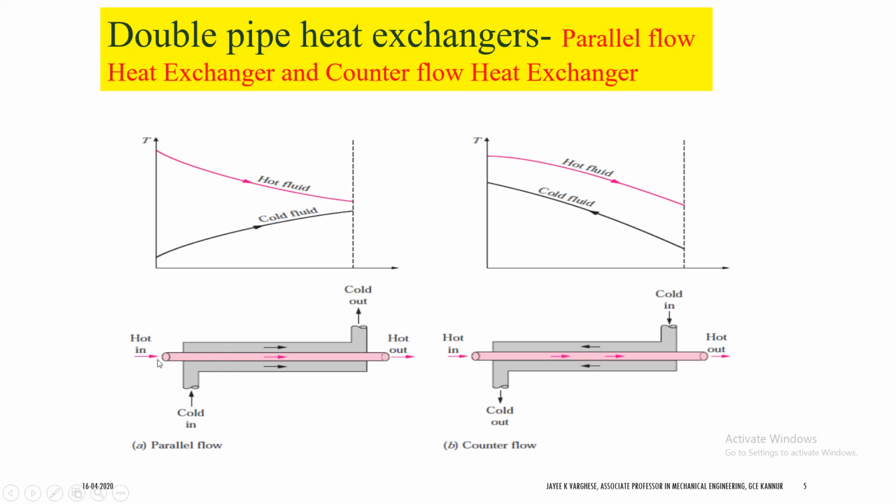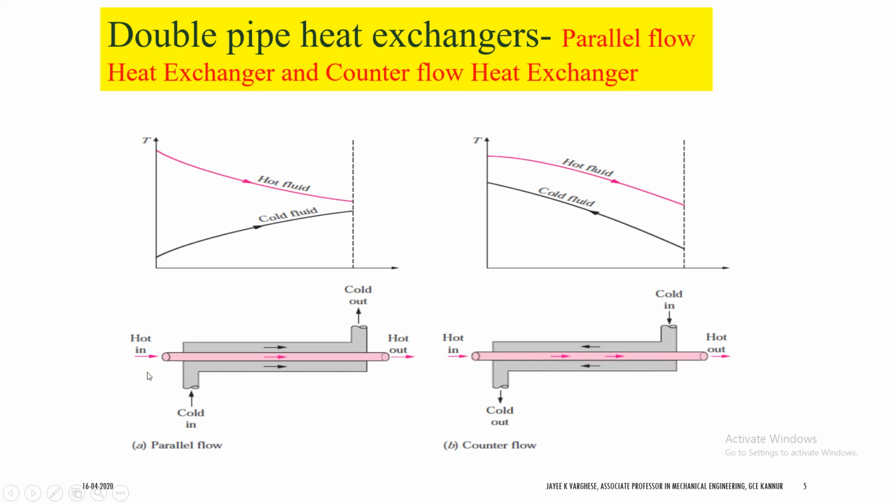So typically a hot fluid will be flowing through the inner tube, and through the annular space cold fluid will be flowing. So this is what we call a double pipe heat exchanger. This is the most simple type in construction wise. So double pipe heat exchangers can be classified into parallel flow heat exchanger and counter flow heat exchanger.